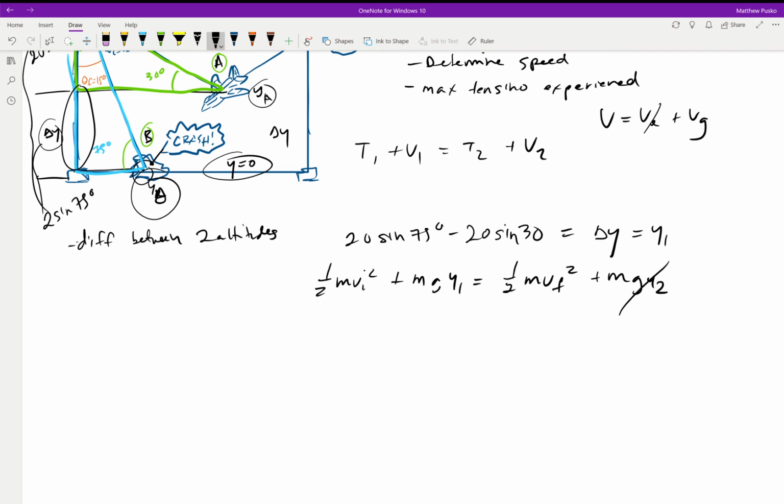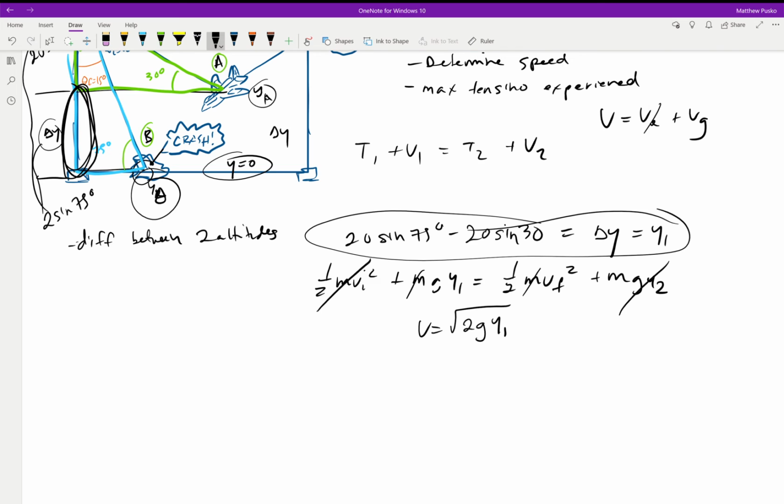We said it started from rest. Cross it out. The masses don't seem to be important, and we get the velocity is equal to the square root of 2 times gravity times y1. So you just need to calculate this distance that it falls right here, y1, and that's it. We now have the speed, ends up coming out to 13.5 meters per second.